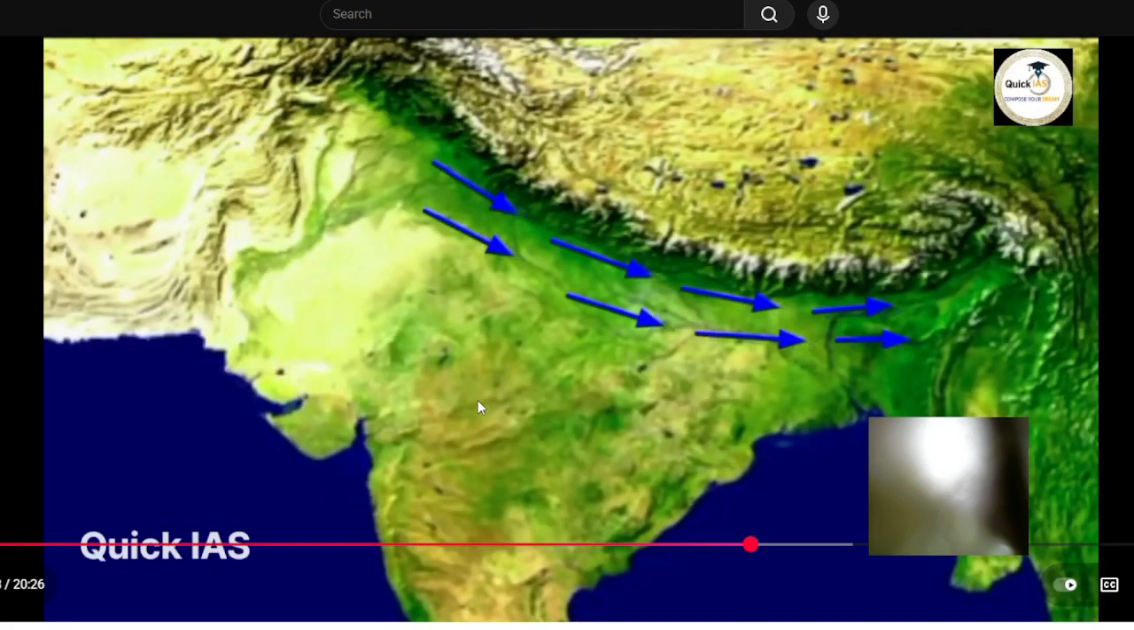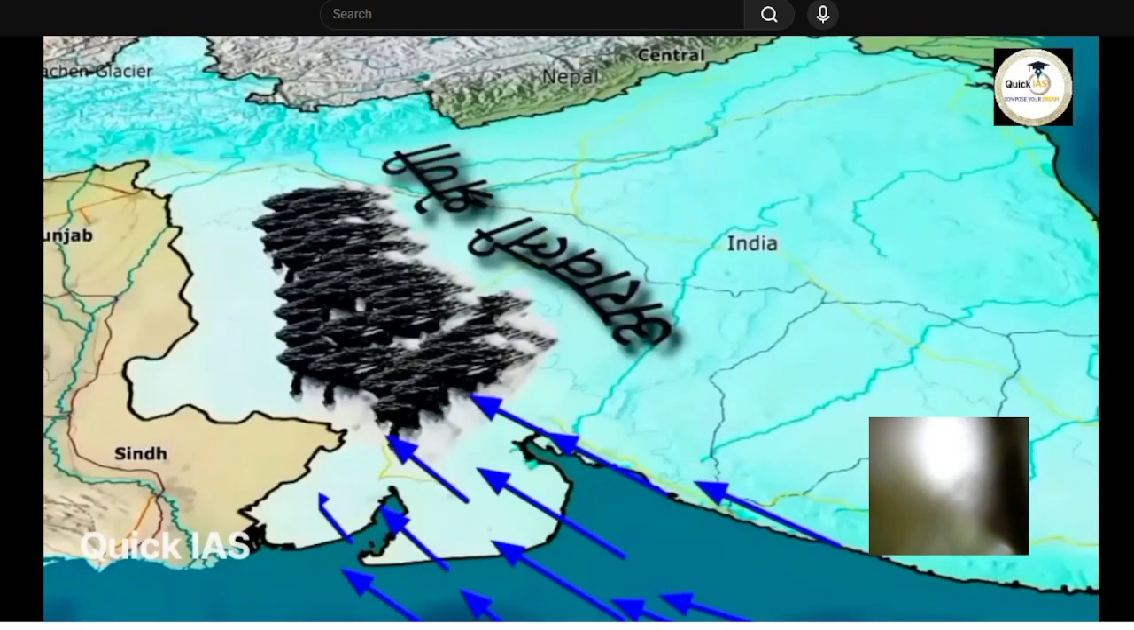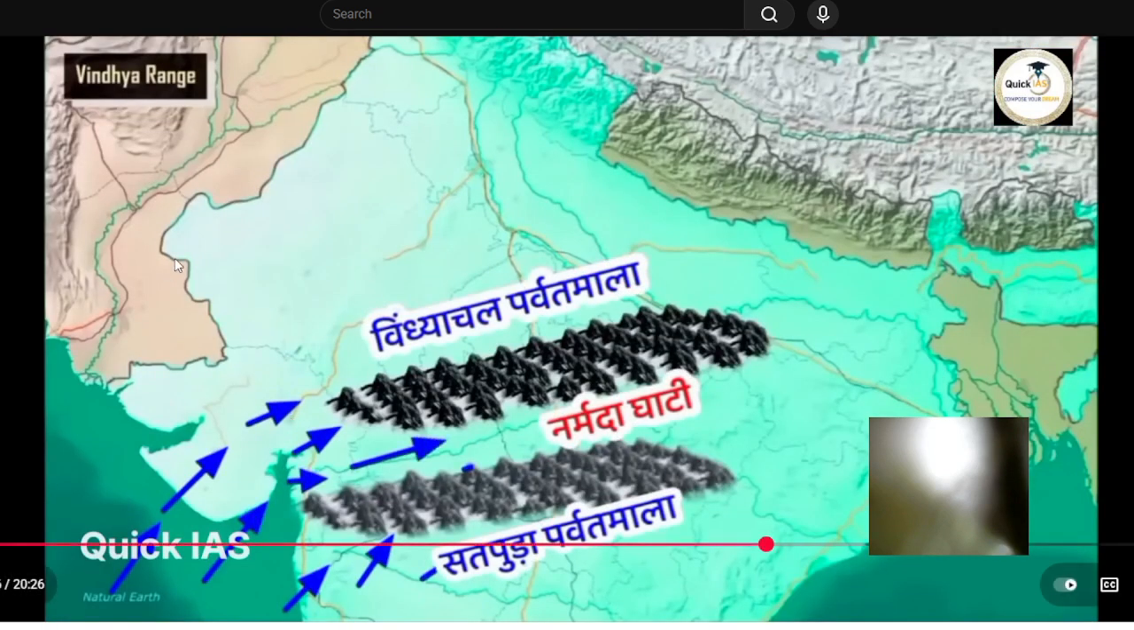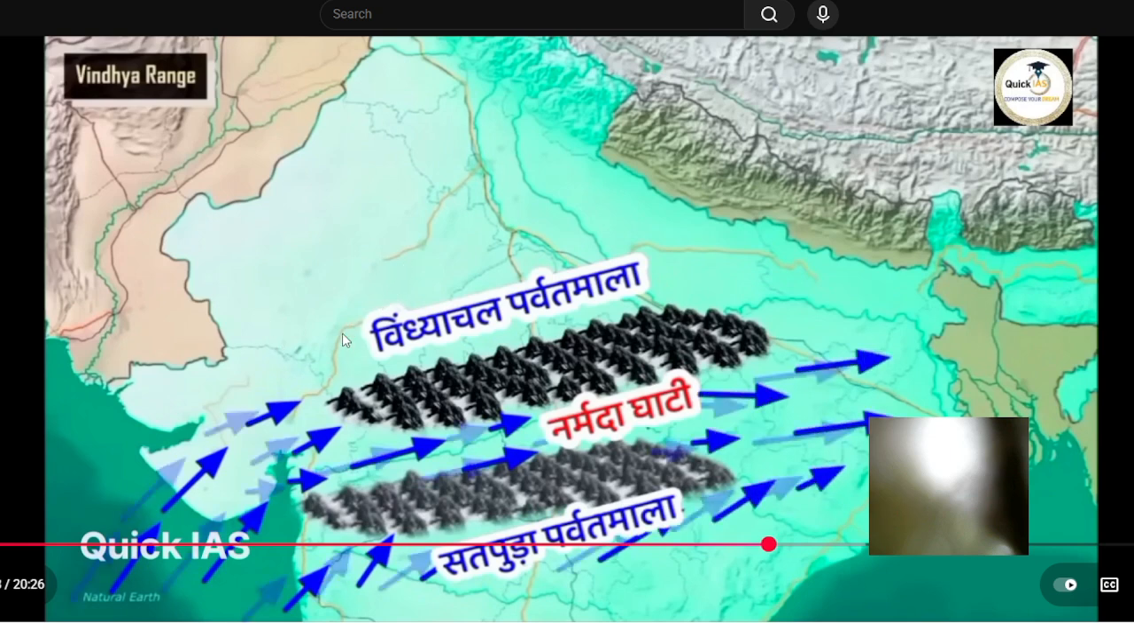The Arabian Sea branch causes very little rainfall in the Kutch Peninsula region of Gujarat and the northwestern region of Kathiawar. The Arabian Sea branch enters the gentle valley between the Vindhyas and Satpuras, causing heavy rainfall. Now we learn about the Bay of Bengal branch.